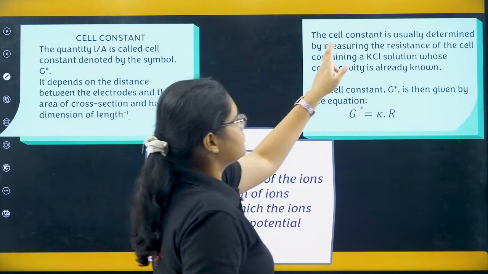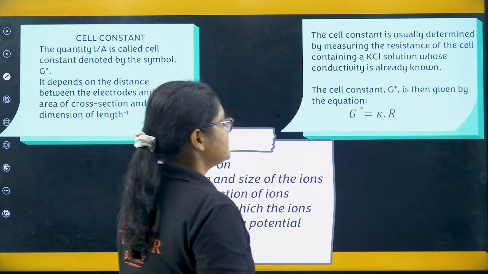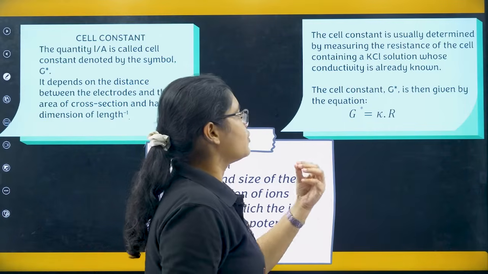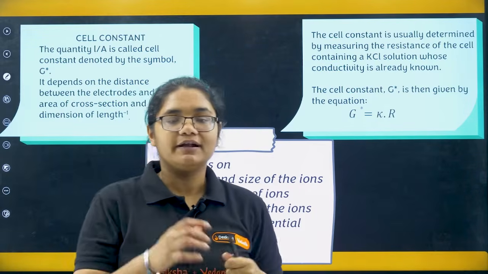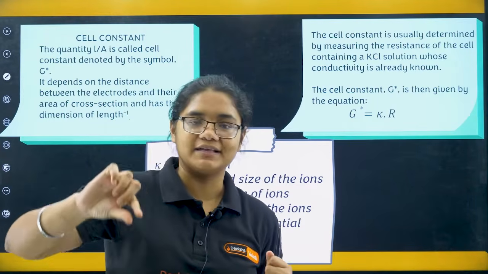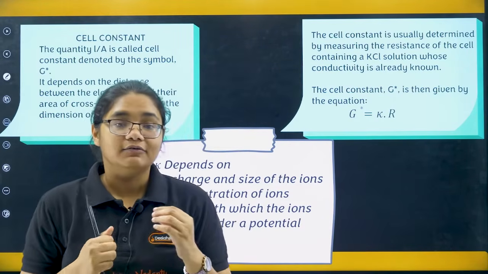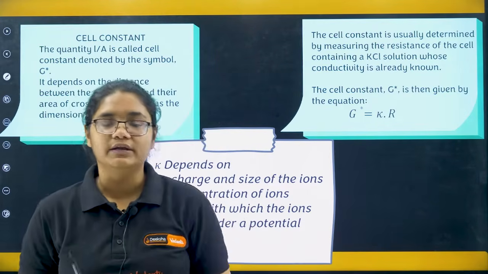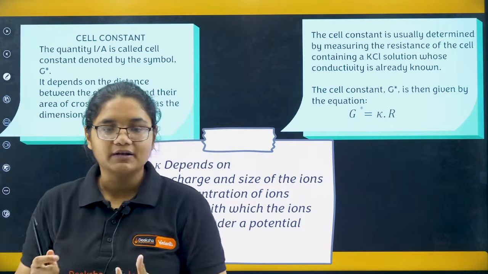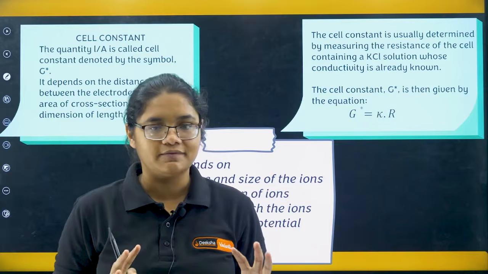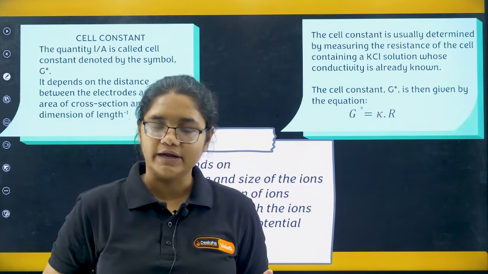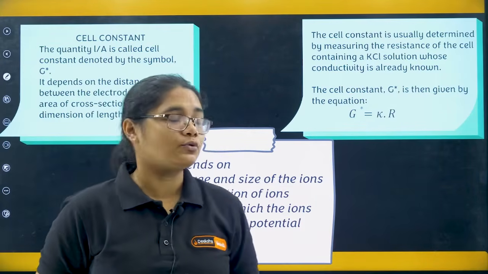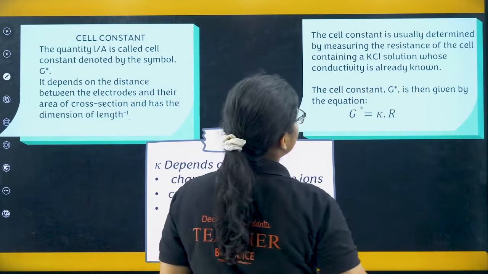Now the cell constant is usually determined by measuring the resistance of the cell containing a KCl solution whose conductivity is already known. What we will do is take this conductivity cell and pour KCl solution in it. Why KCl? Because its conductivity is known at all the different temperatures. The cell constant is a constant value because it's just the distance and the length. So you can take a conductivity cell and pour KCl solution whose conductivity is already known.